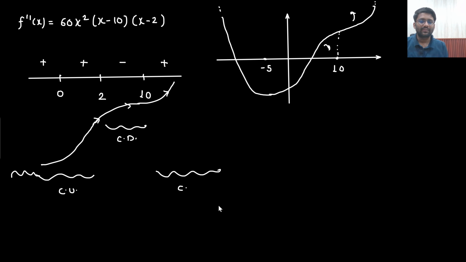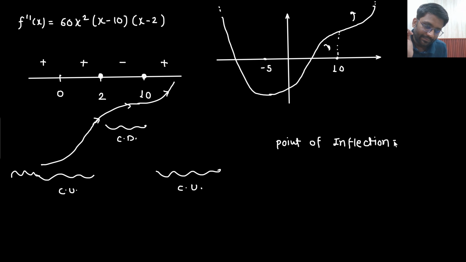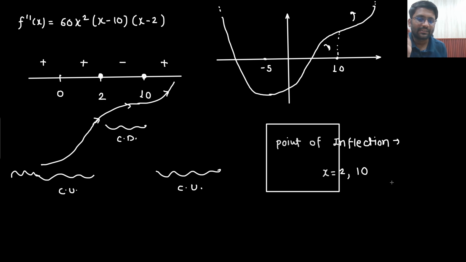Sorry, not concave downward. Since d2y by dx2 is positive, it will become concave upward. So, where d2y by dx2 is changing the sign, here it is changing the sign, here it is changing the sign. So, points of inflection are x equals to 2 and 10. Okay. And what is the saddle point?